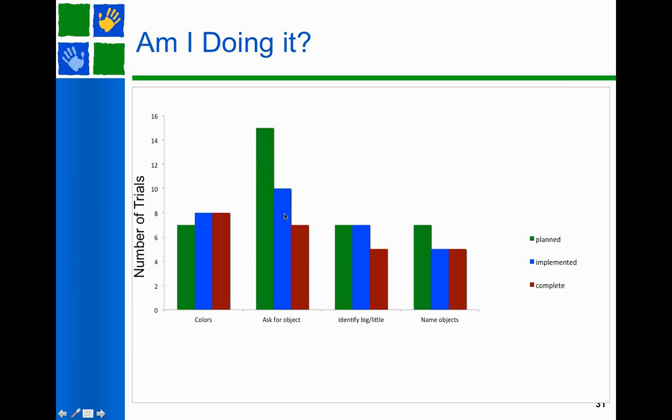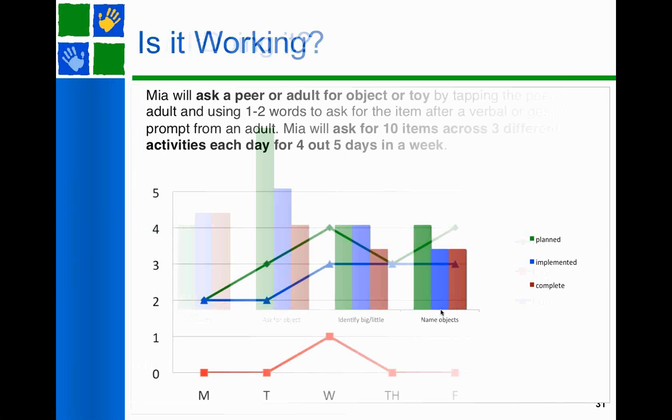We're implementing only about 10 trials when we had planned across the day to implement about 15 trials on asking for an object. So this illustrates one way that a teacher could monitor the "am I doing it" piece of embedded instruction. And then this is a graph that shows how we might analyze the "is it working."